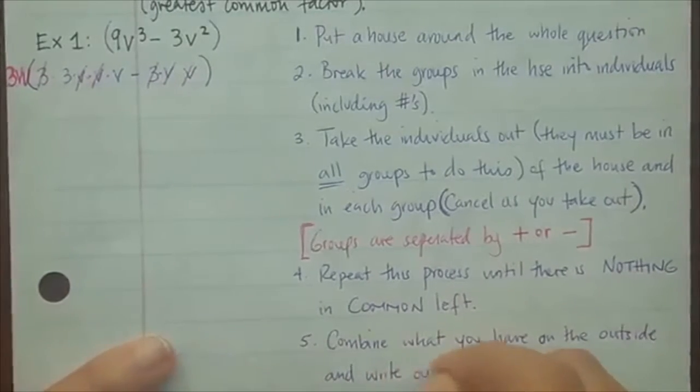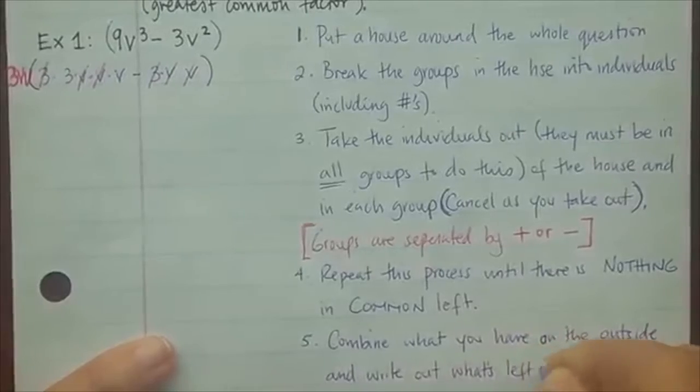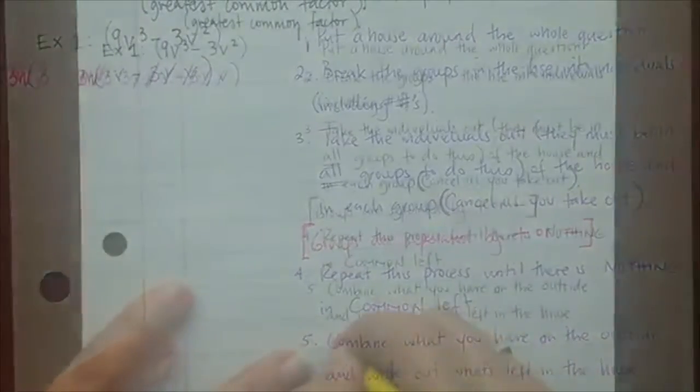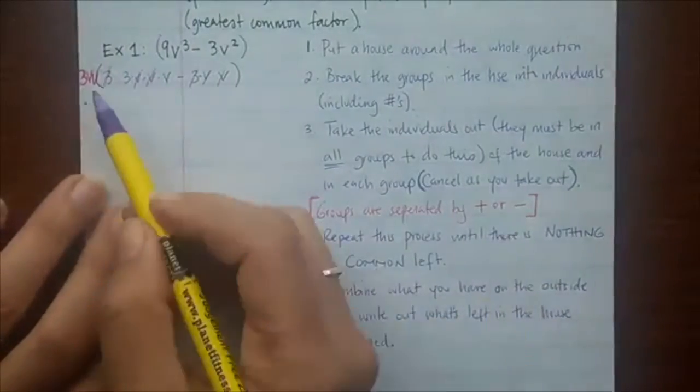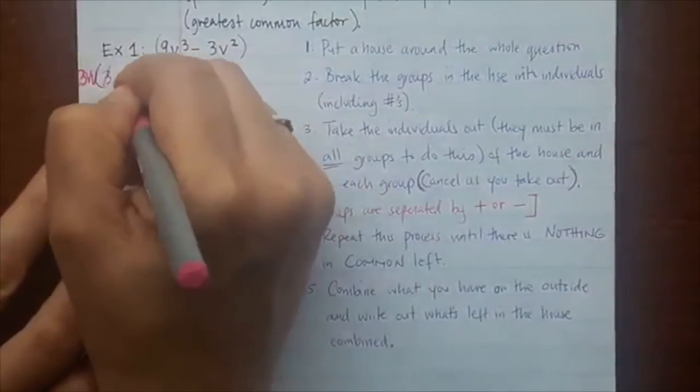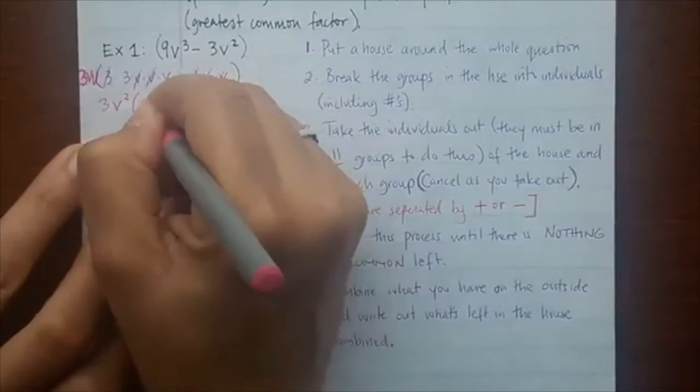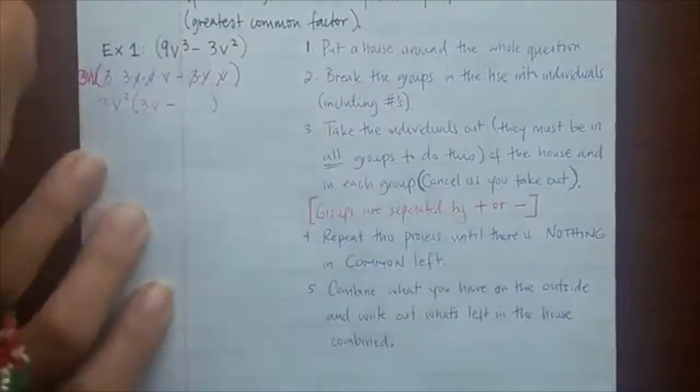This is a listening check. Put a box around the word combine. Right, so what do I have outside? I have 3 and I have 2 V's, so V squared. I combine it. Inside I have 3V minus, oh, I'm going to run into this.